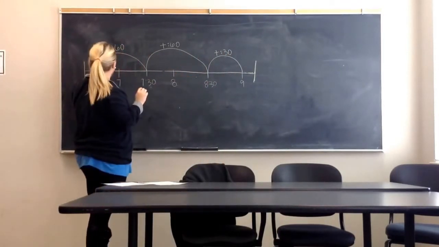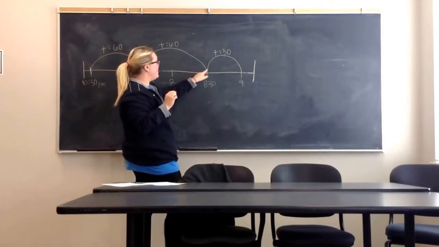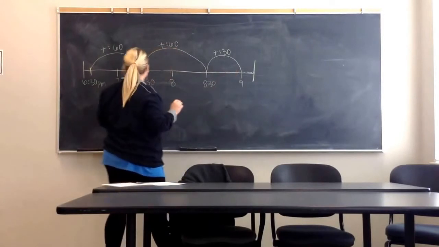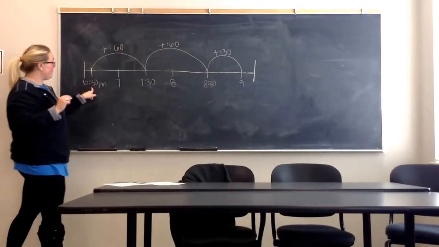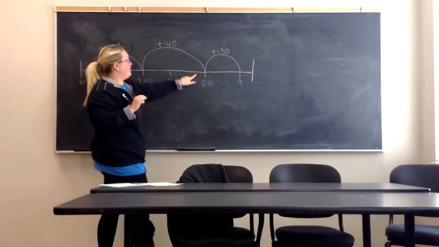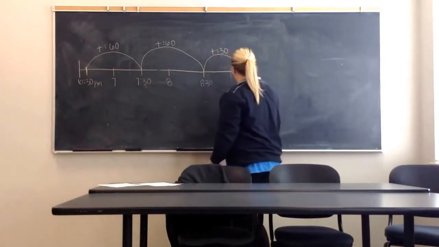So we have 2 hours that we jumped, and then 30 minutes. So if the movie started at 6:30 p.m., and we jump an hour, another hour, and then 30 minutes, it's going to end at 9 p.m.